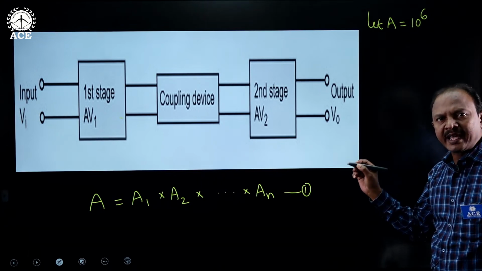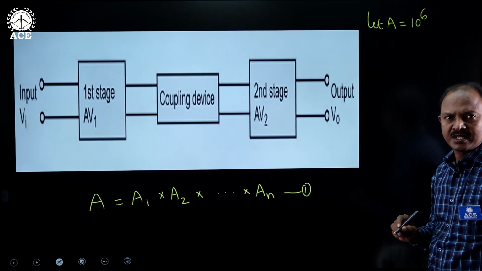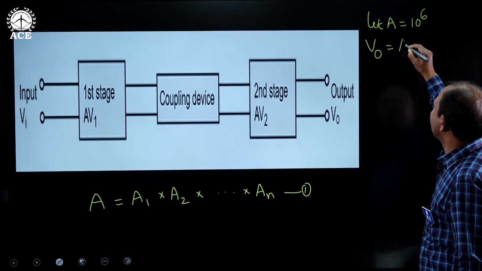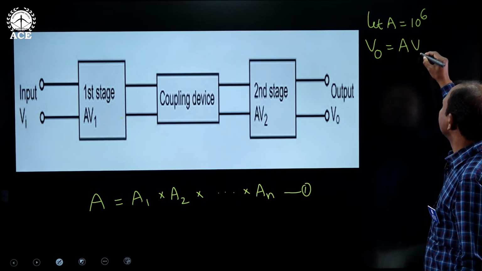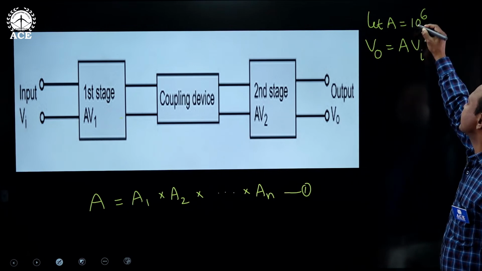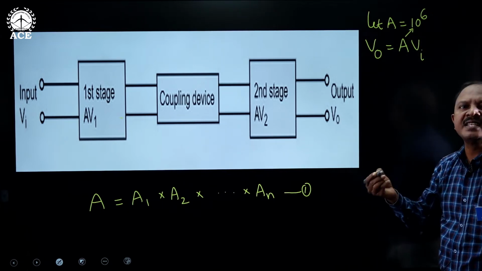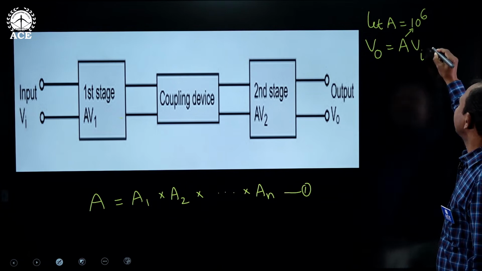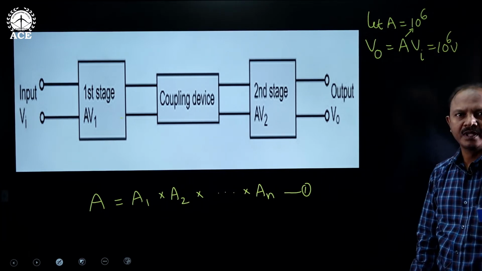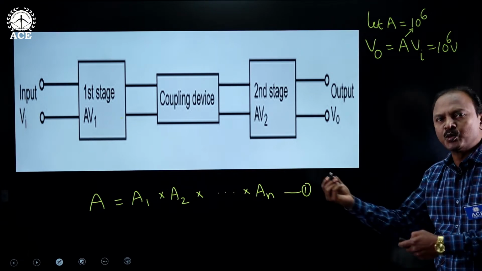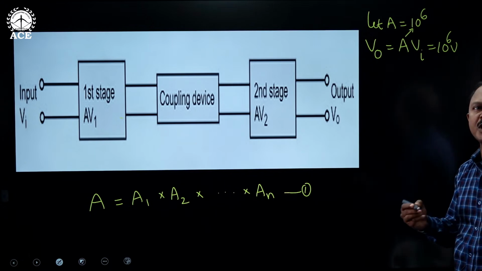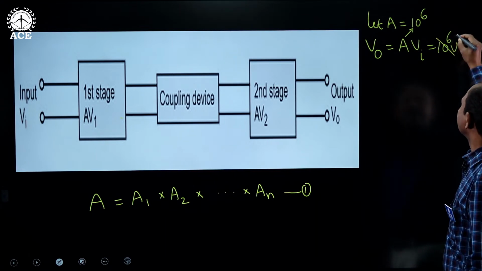If the overall gain of a multistage amplifier is 10^6, then the resultant output V0 in an amplifier, the general formula for V0 in an amplifier is V0 equal to A VI. Suppose A is 10^6 and VI is, let us say, 1 volt, can we get 10^6 volts of output? That is the question here. Can we get 10^6 volts of output from a multistage amplifier which is having a gain of 10^6? Absolutely no. This is absolutely wrong.